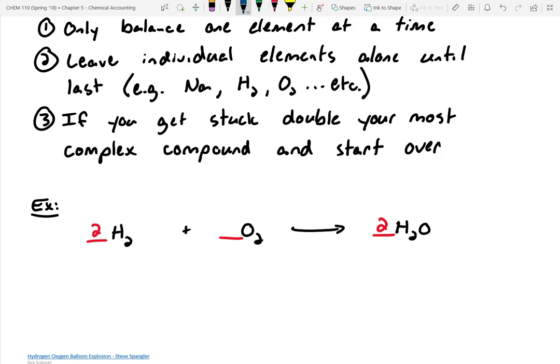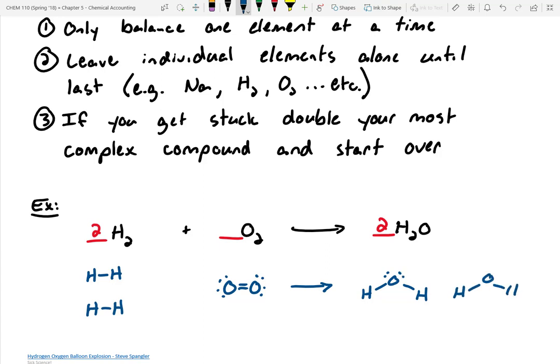Sometimes it's nice to have a visual representation too. So for example, we've got 2 hydrogen gas molecules reacting with 1 oxygen molecule, and if you remember, the Lewis structure for oxygen contains a double bond. So it looks like that. And when you react these together, you end up with 2 equivalents of your water coming out. So if we look on the left, we've got 4 hydrogens, on the right 4 hydrogens, on the left 2 oxygens, on the right 2 oxygens. So it's a good visual representation of what's occurring.